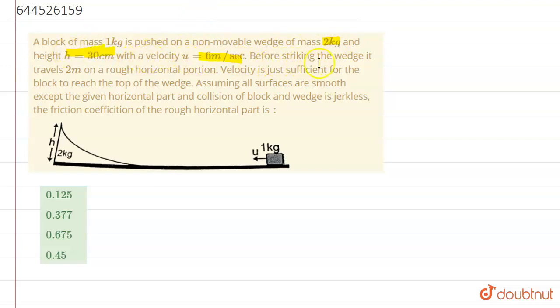Before striking the wedge, it travels 2 meter on a rough horizontal portion. The velocity is just sufficient for the block to reach the top of the wedge. Assume all the surfaces are smooth except the given horizontal part, and the collision of block and the wedge is jerkless. We have to find the friction coefficient of the rough horizontal surface, that is mu.